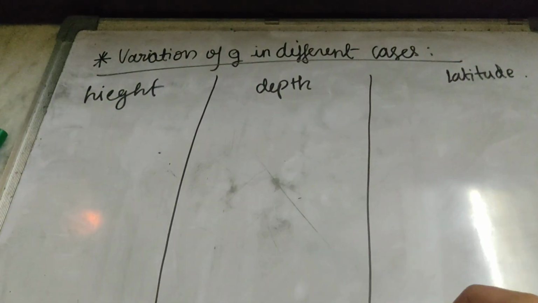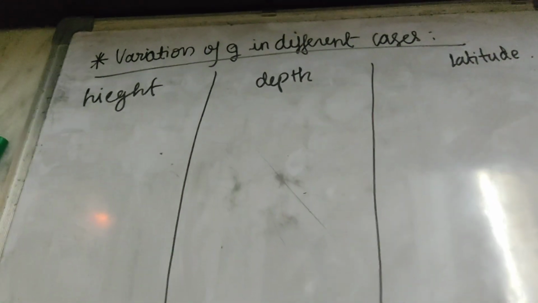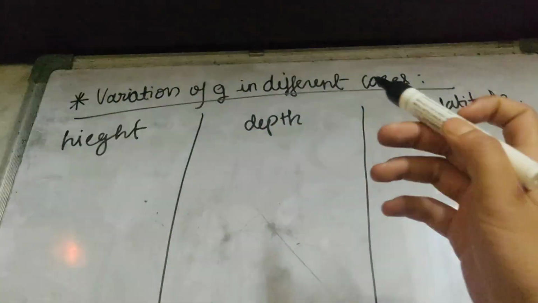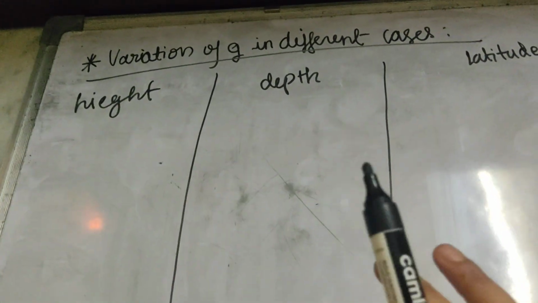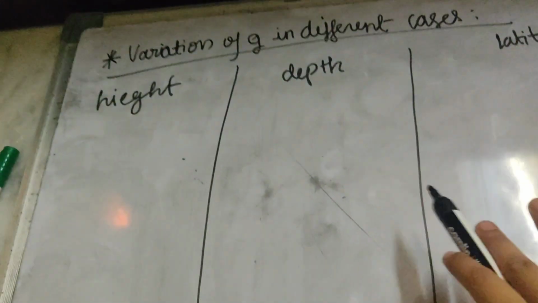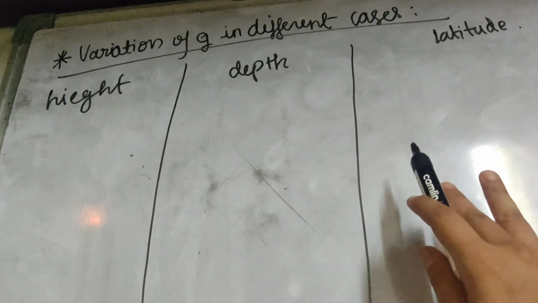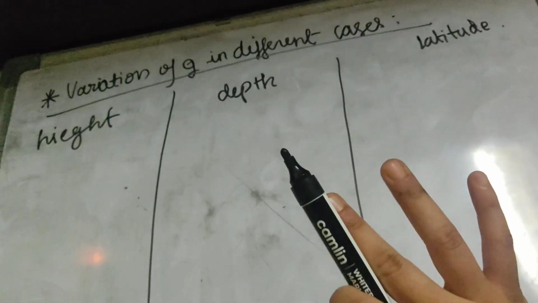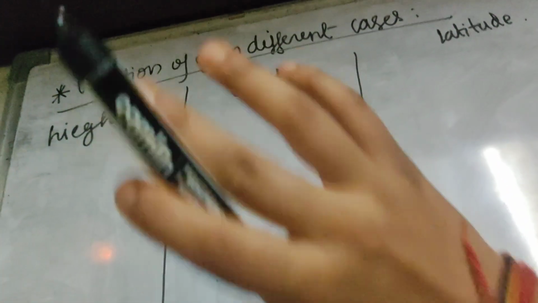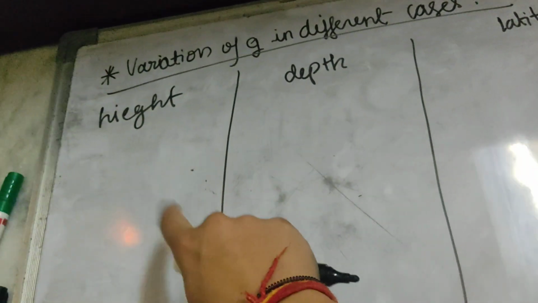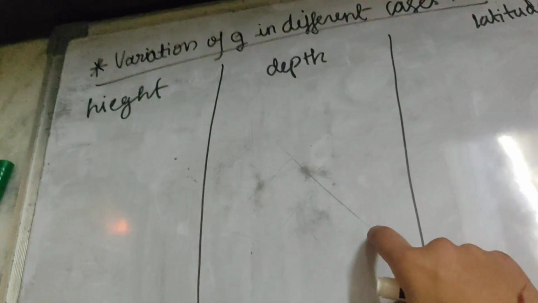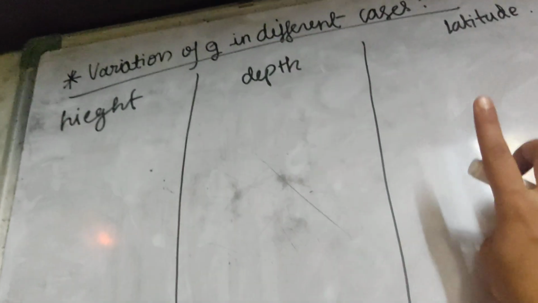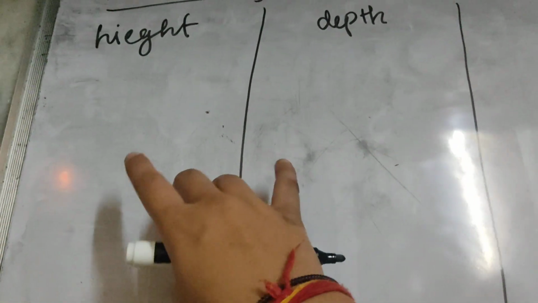So now let's proceed with another topic, that is variation of g in different cases. So what is g? I said it is the acceleration due to gravity. Now, mostly in the questions, three different cases will be asked with respect to this g: with respect to height, with respect to depth, and with respect to latitude. So let's proceed with the first one, which is height.